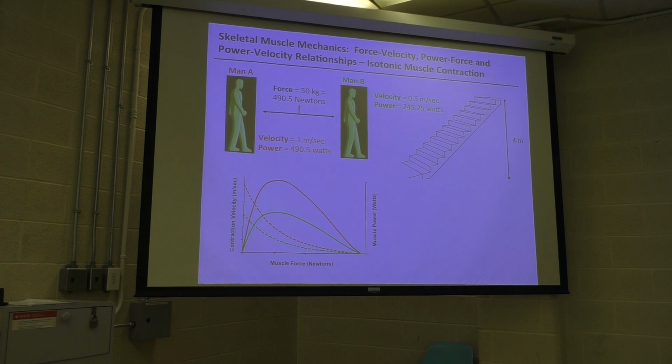And you can see that, where's my cursor, the velocity here has a large difference between the force velocity curves, and that translates to the power curve being decreased for man B. All right, pretty self-explanatory.